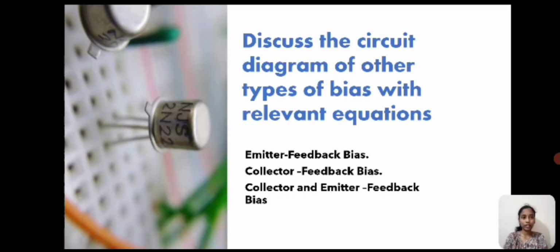Discuss the circuit diagram of other types of bias with relevant equations. First one, emitter feedback bias. Second one, collector feedback bias. And the last one, collector and emitter feedback bias.